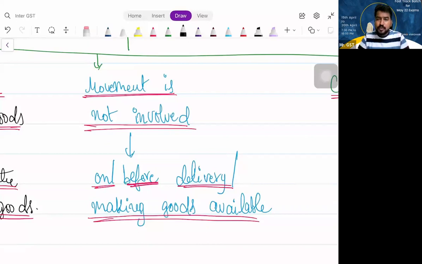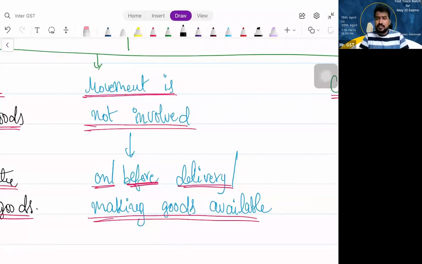No. That means there is no movement of goods, yes or no? What is the time limit in that case? Guys, please understand. No complications, nothing. Only what is the scenario when you should raise the invoice. Simple. Scenario is what? Movement of goods involved. When you should raise the invoice, on or before removal.